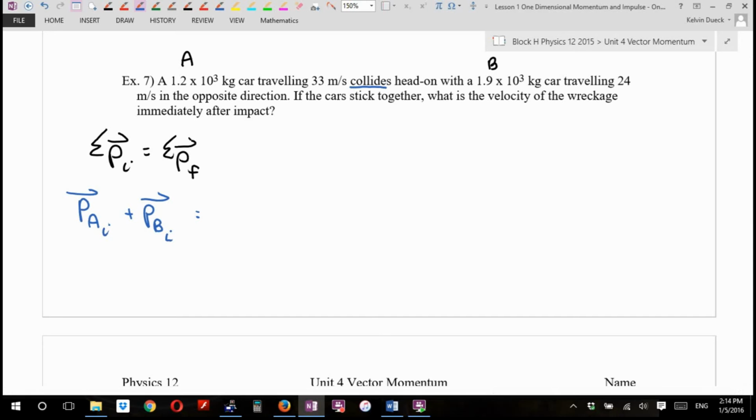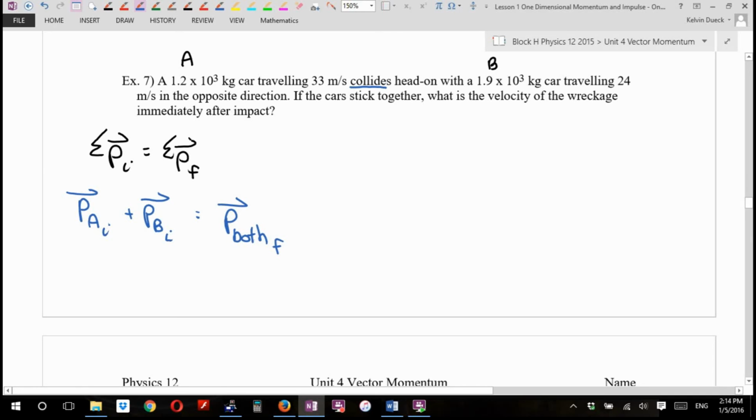After the collision, what's moving? Car A, car B. By the way, the reason I'm asking what's moving is if it's not moving, what momentum does it have? 0. I just ignore it. So after the collision, what's moving? Car A, car B, both or neither? Both? Stuck together or separate? Okay, so momentum, both, final.